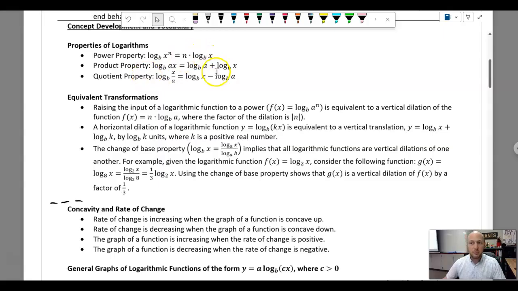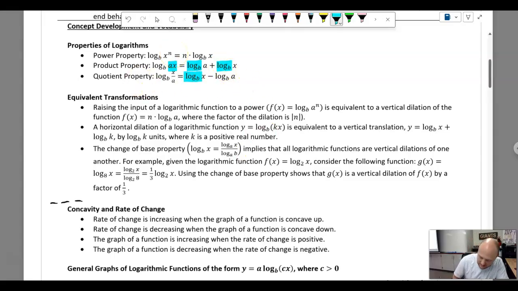Then these two, generally one or the other usually appears. It's rare that they both appear, but they can, where we have the product property and the quotient property. If I am adding two logarithms with the same exact base, log base b plus log base b, I can multiply their arguments, A times x. It is also possible to separate these: if I have a product of two values and I can simplify, I can undo that process.